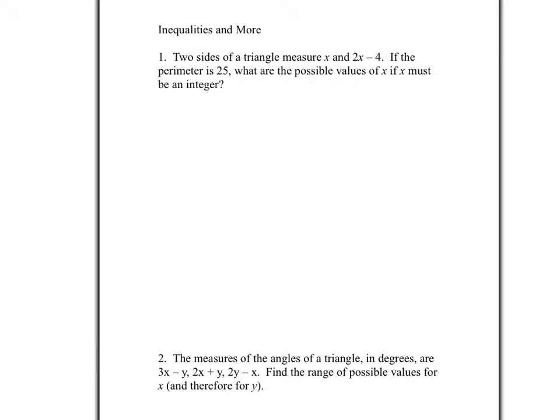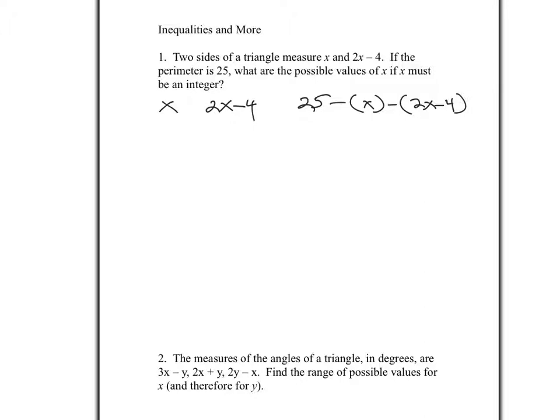All right, so let's take a look at this first problem. We know that we have one side that's equal to x, another side equal to 2x minus 4, and we know that the three sides together have to equal 25. So we can say that the third side has to be equal to 25 minus the first side minus the second side.